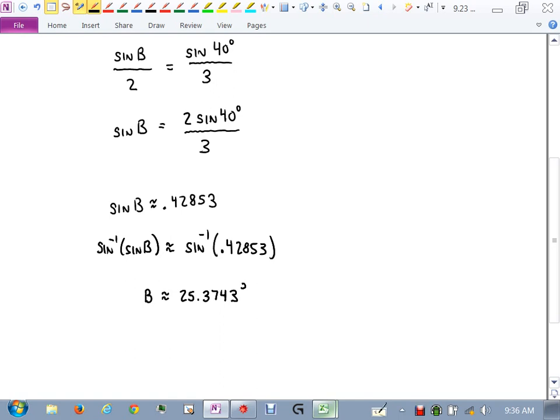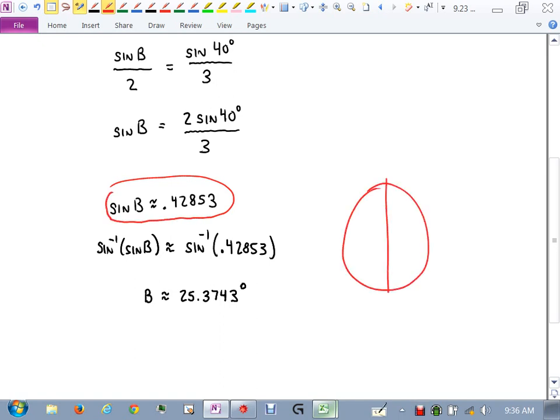Degrees, sorry, degrees. B is an angle. Okay, now here's where I had to be careful. Let me show you. Remember what this statement is saying. On a circle, we're saying we have some angle B, and that sine of it is 0.42-something. That means that sine of the angle is positive, which means which quadrant could we be in?